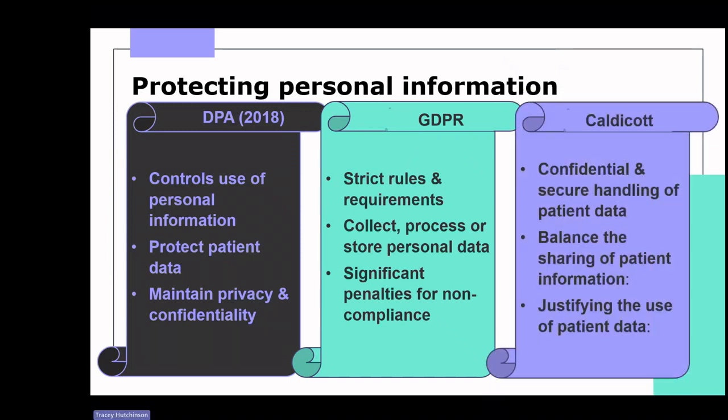And finally, the Caldecott principles, which are a set of guidelines that aim to ensure the confidential and secure handling of patient data within the UK healthcare system. They emphasise the need to balance the sharing of patient information for effective care with the protection of individual privacy. The principles highlight the importance of justifying the use of patient data, ensuring it is handled securely and respecting the confidentiality of this sensitive information.